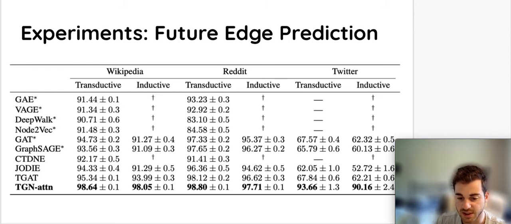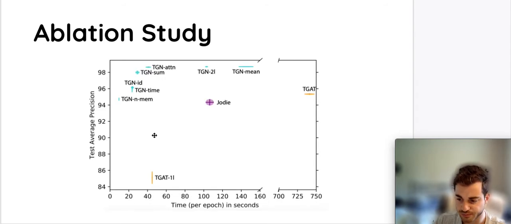Some experiments here. On future edge prediction, where we want to predict future edges, we see that our model obtains state-of-the-art results on three different datasets, with a large margin compared to other methods. Here we also have an ablation study, which I won't go into too much detail about, but the idea is that all these blue ones are different variants of our model, different implementations of the modules. Here, instead, Jodie and TGAT are two different models. In general, what we see is that our model is able to obtain a much higher performance while also being faster. Different variants are faster or more accurate, and we have a trade-off.